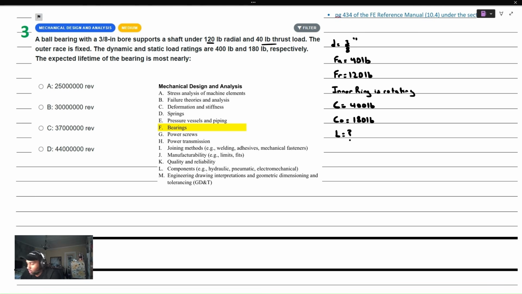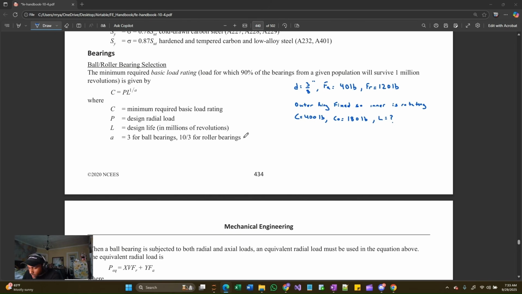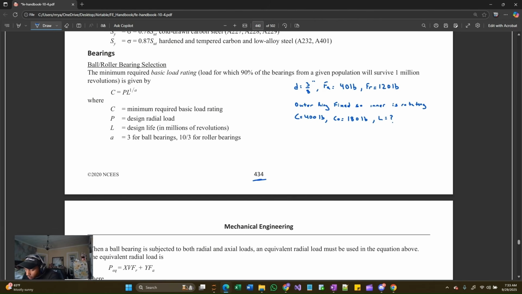Okay, so this problem is all about bearings, and I'm going to show you guys how to deal with this section and navigate some of those equations. So the first thing that we're going to do is head straight into the FE reference manual. We have the FE reference manual pulled up in the section on bearings on page 434 of the reference manual version 10.4.